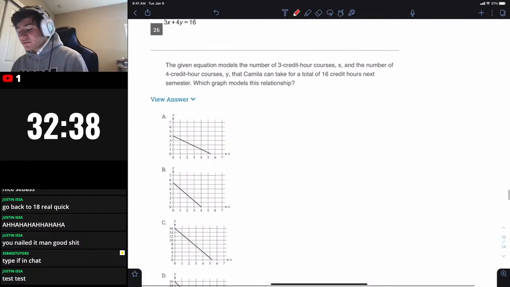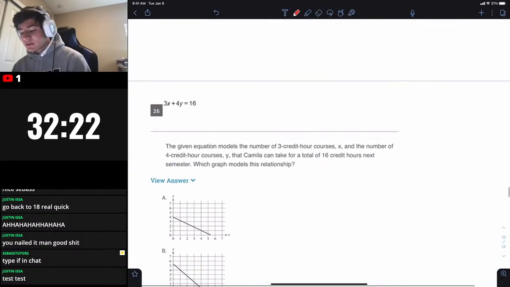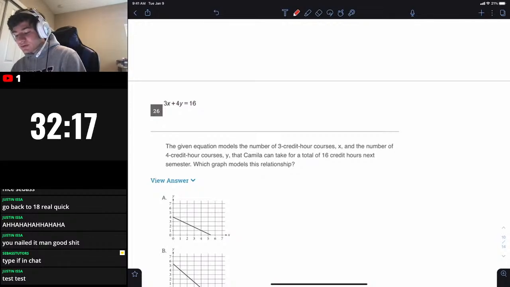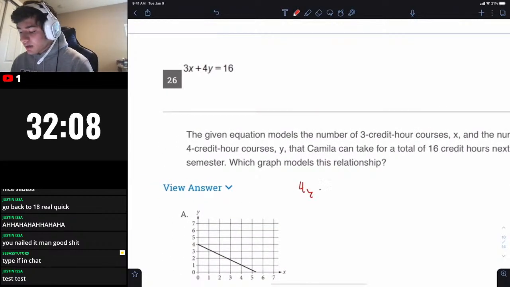The equation models the number of 3 credit hour courses and the number of courses Camila can take for a total of 16. Okay, wait. The given equation models the number of 3 credit hour courses in x. Which graph models it? Oh, come on. So I'm just going to solve for y. So 4y equals negative 3x plus 16, divided by 4.